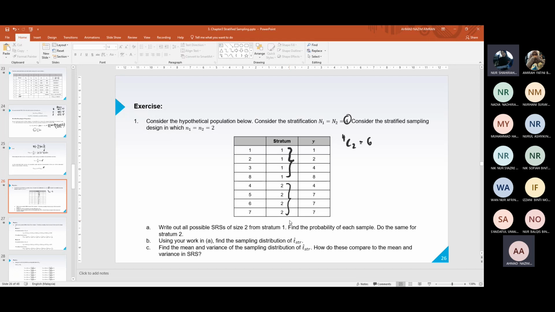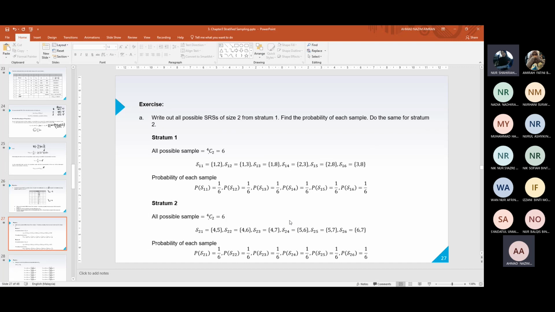The same goes to the second one. For C2 also you will get 6 different samples. Look at here. For C2, for sample number 1, you will get 6 different samples. Same goes to the sample number 2. For C2 also you will get 6 possible samples. Now for each possible sample, write down all possible samples.